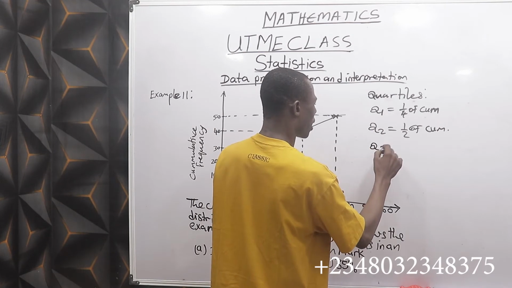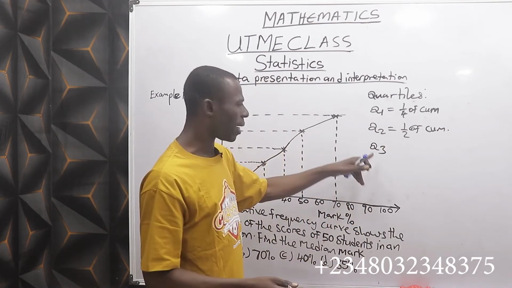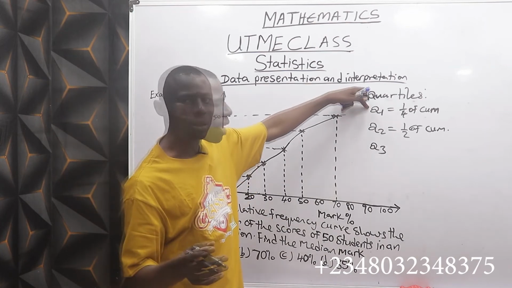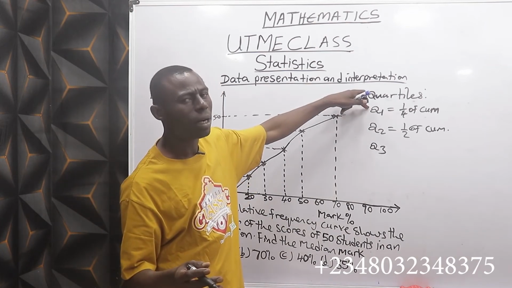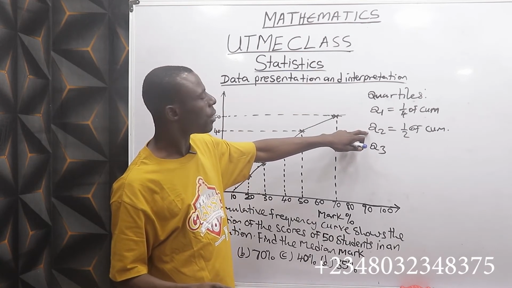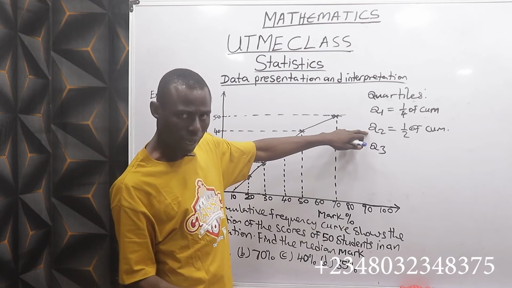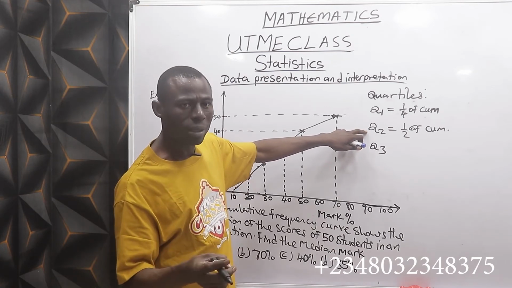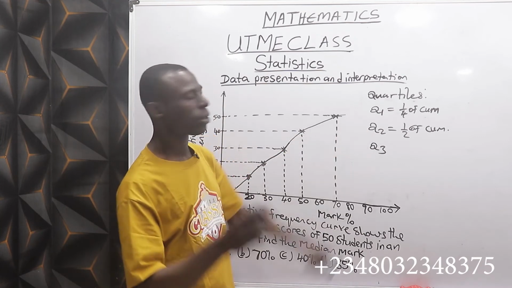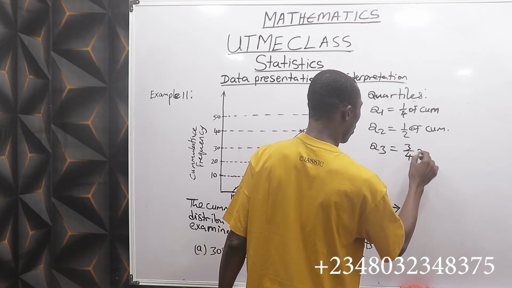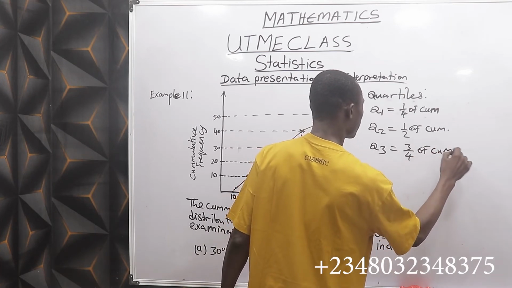And the third quartile is Q3. That third quartile is otherwise known as the upper quartile. The first quartile is otherwise known as the lower quartile. Meanwhile, the second quartile is otherwise called the median or middle quartile. So this is 3/4 of the cumulative.